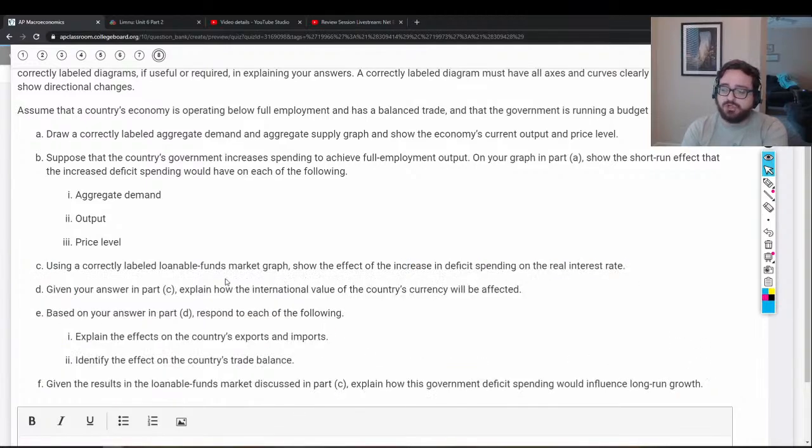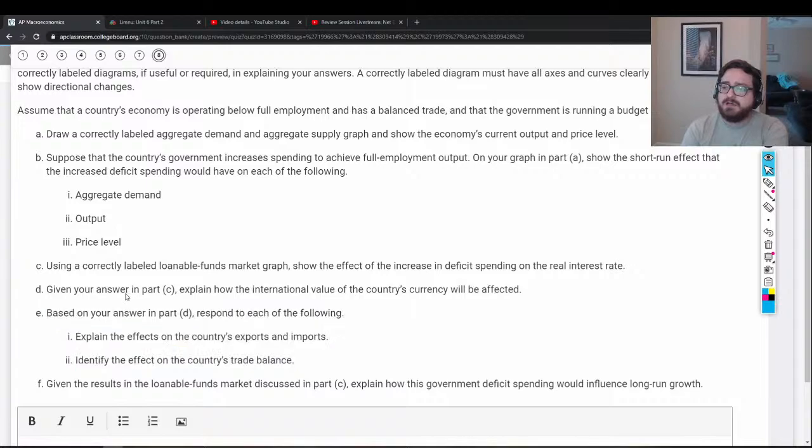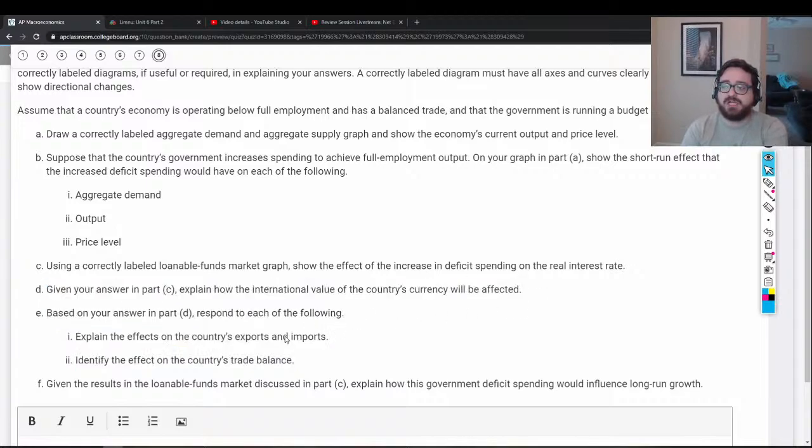because you didn't do the right thing based off of your real interest rate. You probably would have gotten the points for E because E is based on D, so if you said the currency appreciated and then did what I did on E, you would get the point for E, but you're putting yourself in a really bad hole.